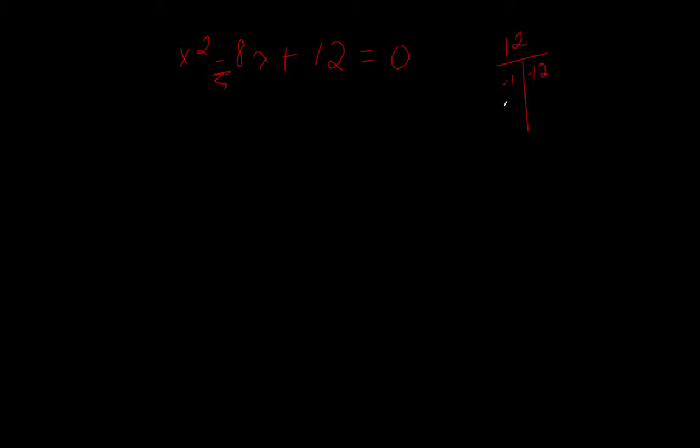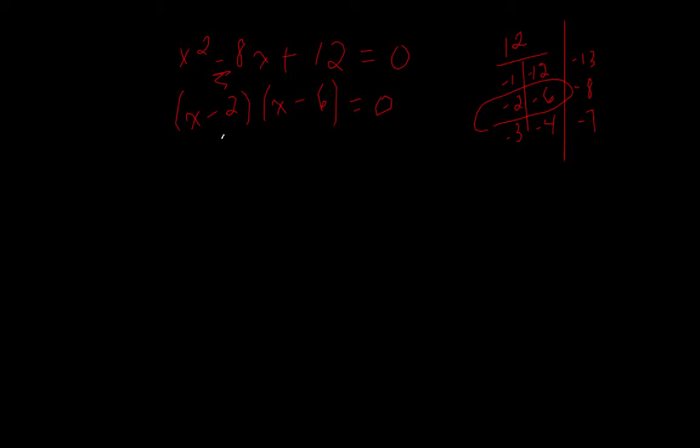So negative 1 and negative 12, negative 2 and negative 6, negative 3 and negative 4. So negative 13, negative 8, negative 7. I want negative 8. So it's this. So x minus 2, x minus 6. And now I'm back in the previous situation where I can just say the answers are then 2 and 6.